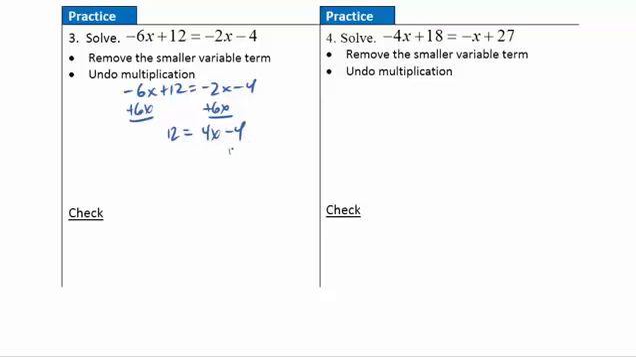So then let's see, I'd add 4, divide by 4. X is going to equal 4. So the check, I'll plug that 4 back in.